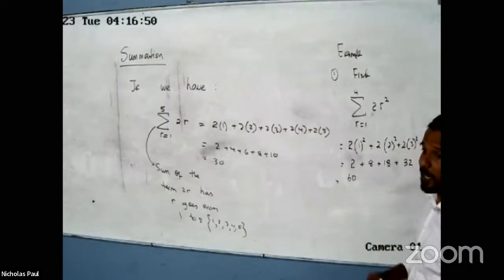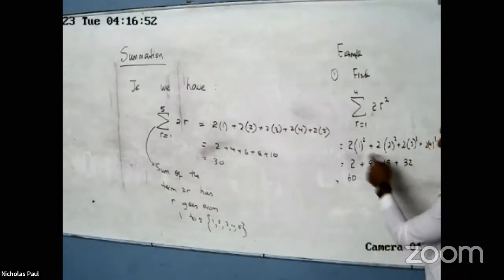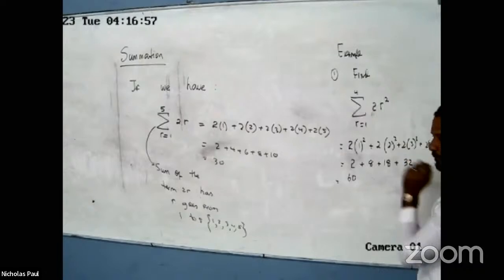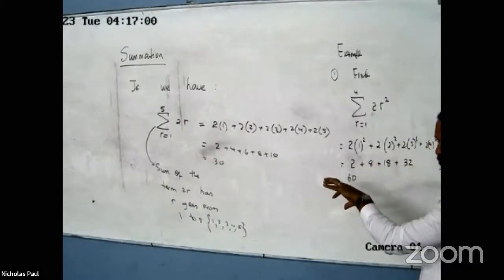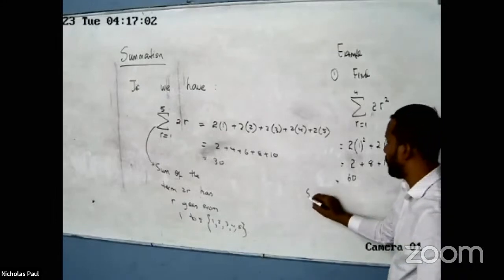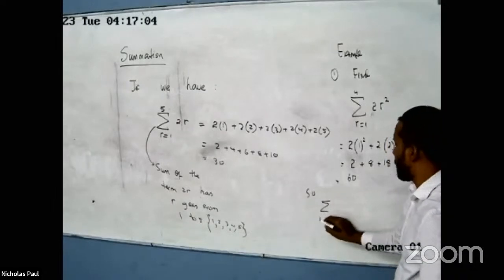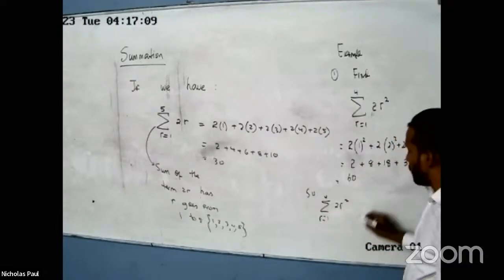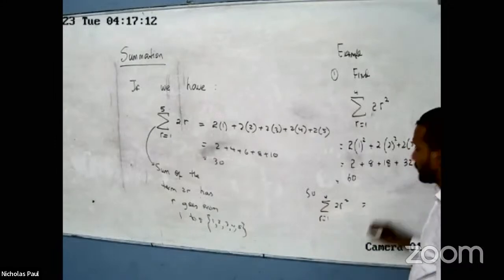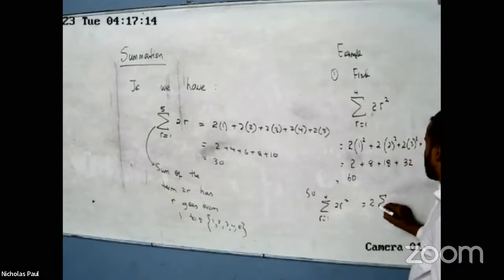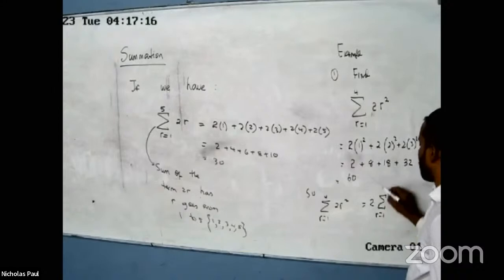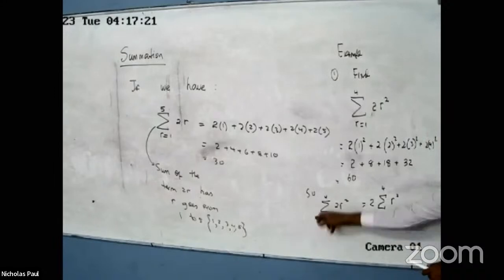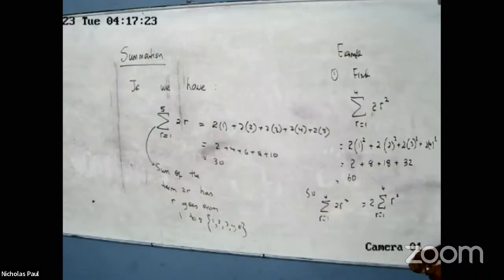Nice. Here's what you can also do, right? You'll recognize that you have 2 in front of all of them. So what does that mean? You can factor it out. So if you have the summation of r going from 1 to 4 of 2r squared, you can take the 2 and bring it in front. So it's 2 by the summation of r going from 1 to 4 of r squared. So you can take the 2 and factor it outside. Okay.